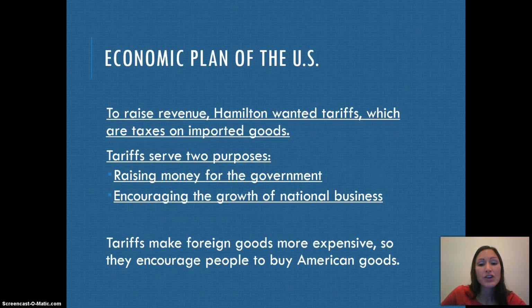So to raise revenue, Hamilton wanted tariffs, which are taxes on imported goods. Tariffs are good for two things. One, raising money for the government, and two, encouraging the growth of national business, things that are made right here in the U.S., because tariffs make foreign goods more expensive. So they encourage people to buy U.S. goods.